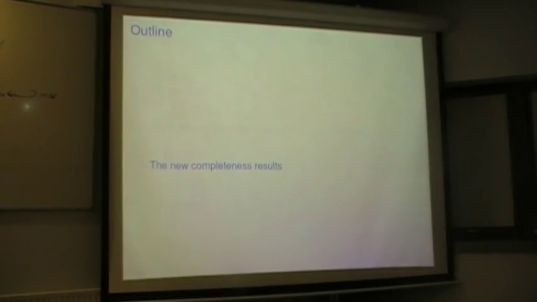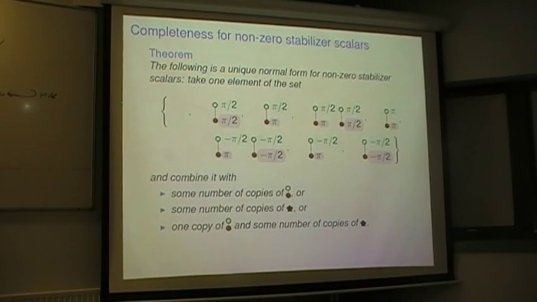So those were the modifications that we need to make to the ZX calculus, and now I'm going to move on to the actual completeness results. First, let's look at non-zero stabilizer scalars, so just diagrams that aren't 0 and that don't have any inputs or outputs. For these diagrams, we can define a unique normal form, which is slightly complicated. It consists of one element of this 8-element set, which includes the empty diagram, combined with some number of copies of either the square root of 2 scalar or the 1/2 scalar, or one copy of square root of 2 and some number of copies of 1/2.